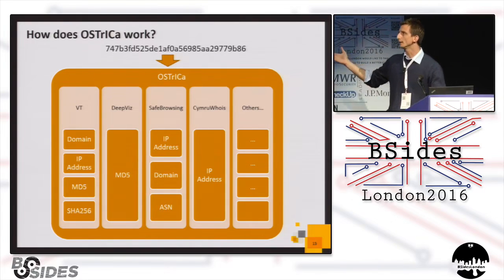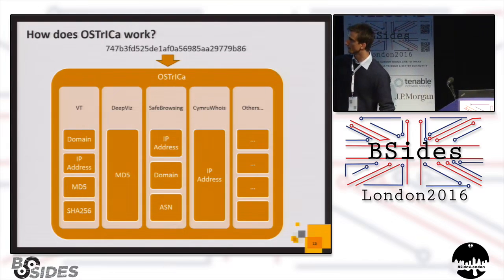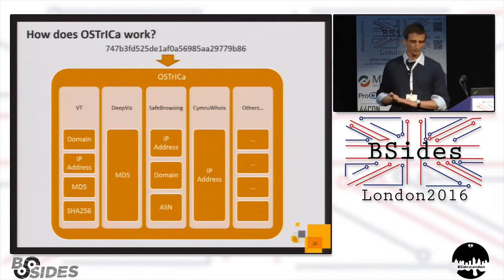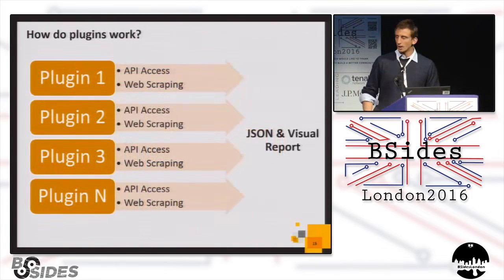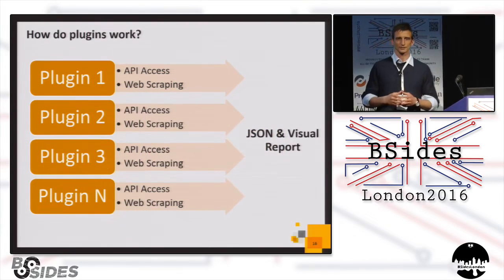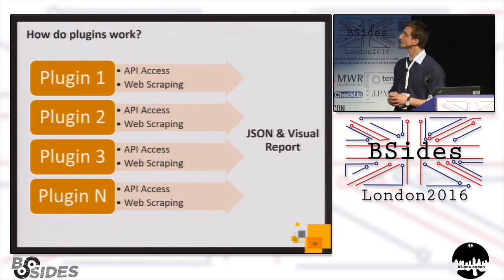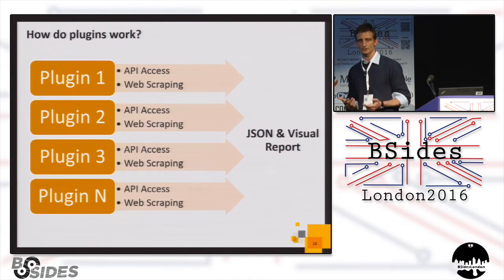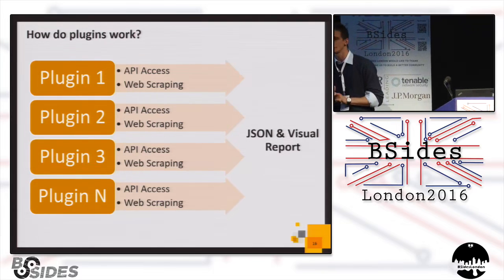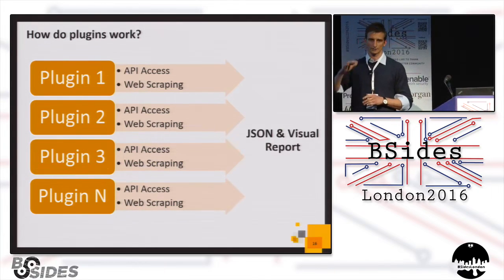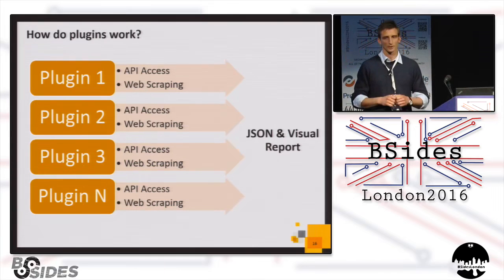So for example, if we have a domain, we give the domain to OSTrICa, and VirusTotal will be executed, DeepViTs will not. Safe Browsing will be executed, and Whois will not be executed. How does it work? At the moment, the tool has been developed basically in my free time at home when I had some spare time. So I didn't want to pay a single euro for accessing specific services like VirusTotal or any other services that I'm currently using. So most of the plugins are using web scraping techniques where I scrape the web page, extract the information, and collect it. Only one plugin is using an API, which is DeepViTs, because it was free.